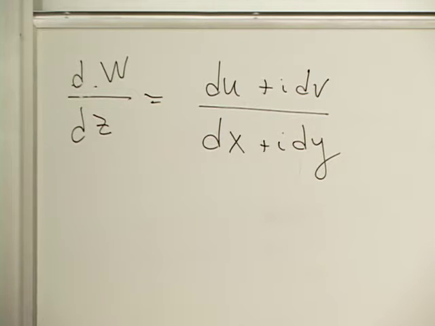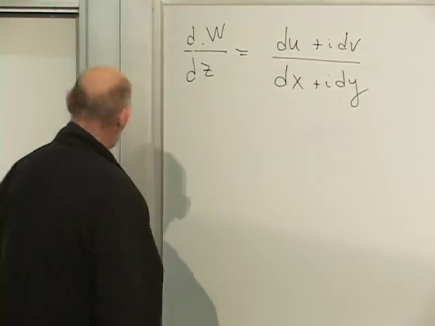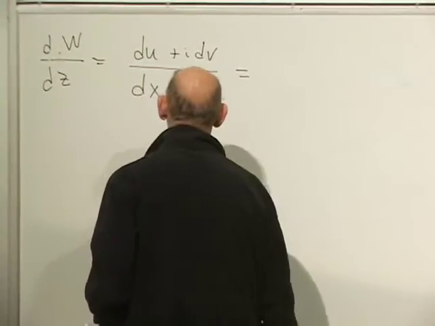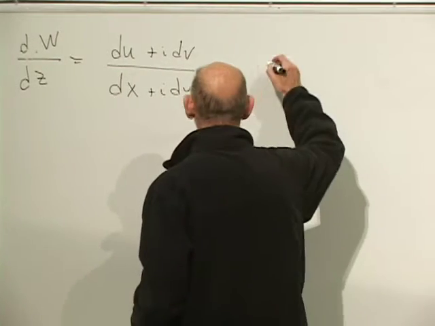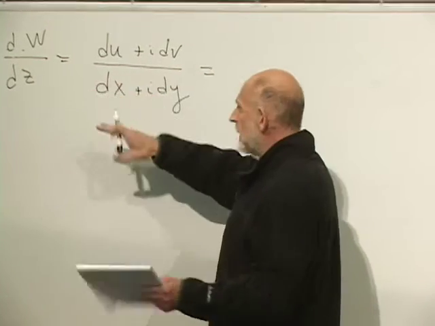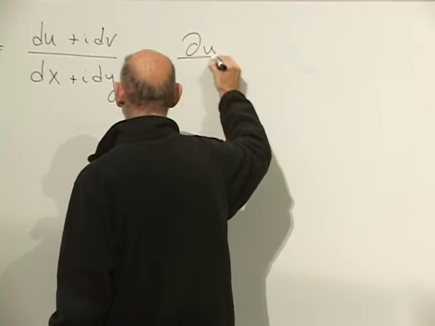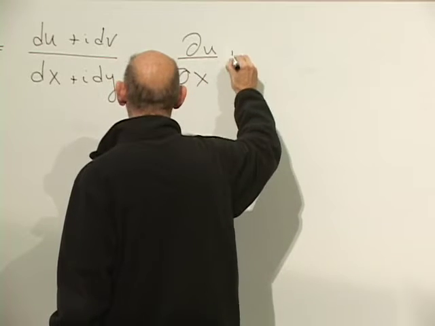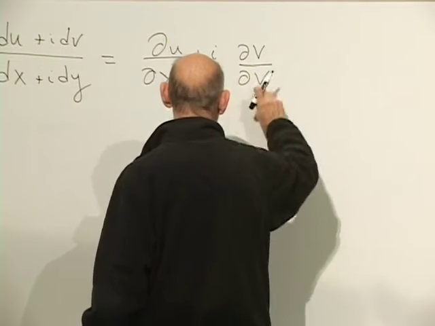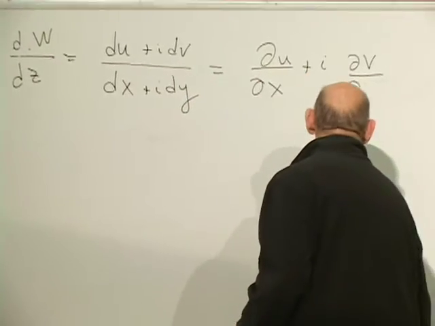If I come in along the x-axis, then dy is equal to 0. Okay? dy is equal to 0 if I come in along the x-axis. And so this must equal, coming in along the x-axis, du by dx plus i dv by dx. Since we're keeping y fixed and not varying y, this is the same as the partial derivative of u with respect to x plus i times the partial derivative of v with respect to x. Oops, with respect to x. Okay, is that clear? Good.